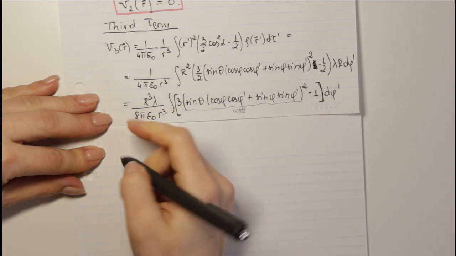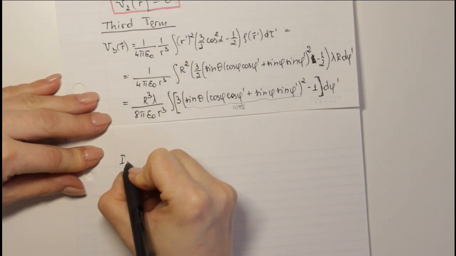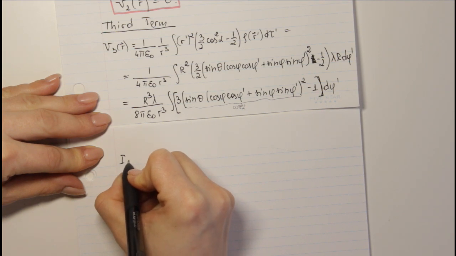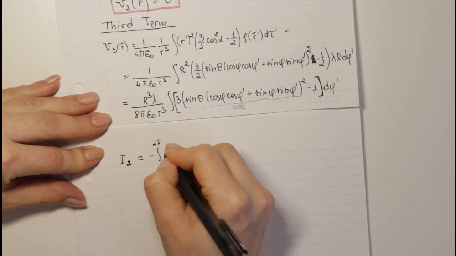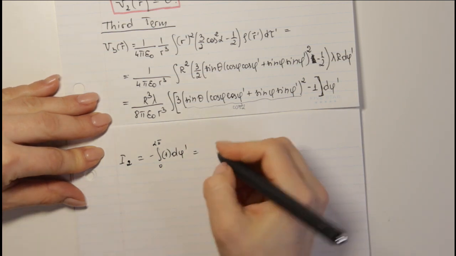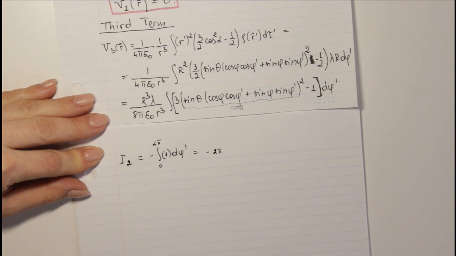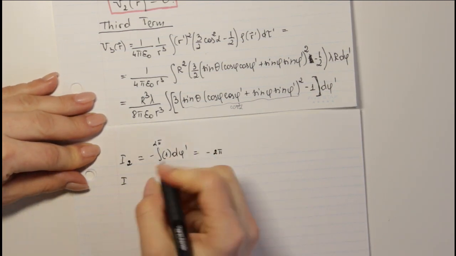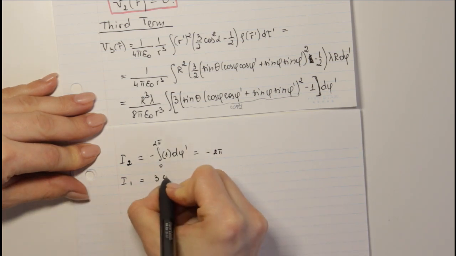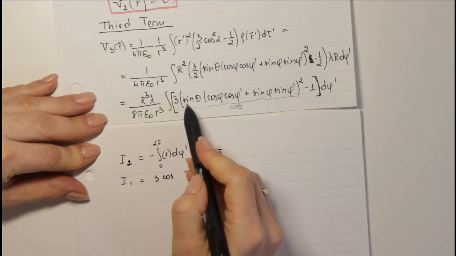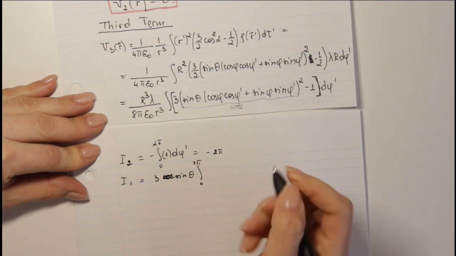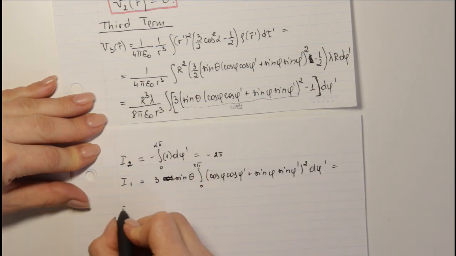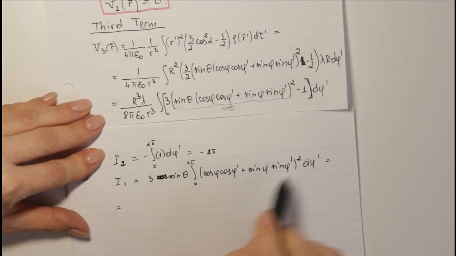So let's do this one. Let's say the second one, I2, equals minus the integral from 0 to 2 pi of 1 d phi prime, which is then just minus 2 pi. And then the first integral is 3, oh my goodness, again, it's not cos theta, it's sine theta. 3 sine theta. Okay, it's a bit tedious, but it works. Expanding this bracket term.